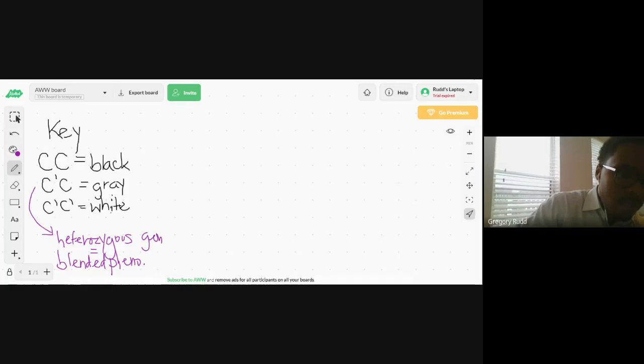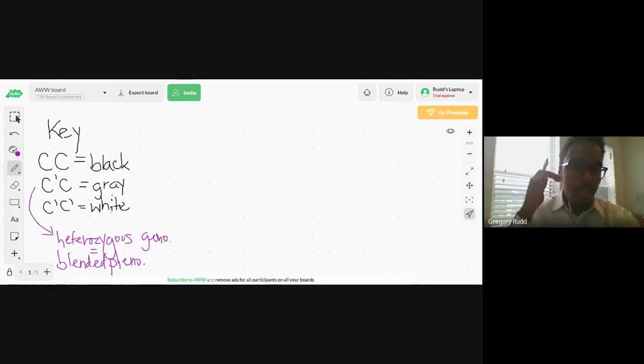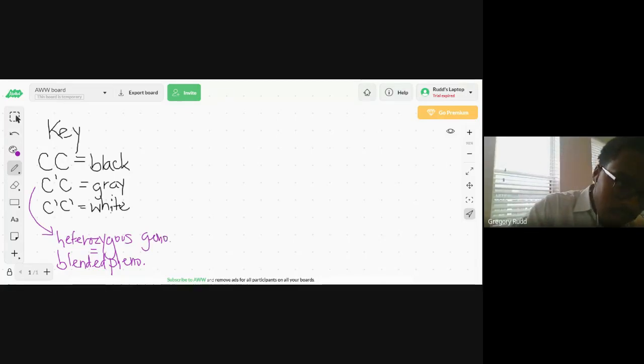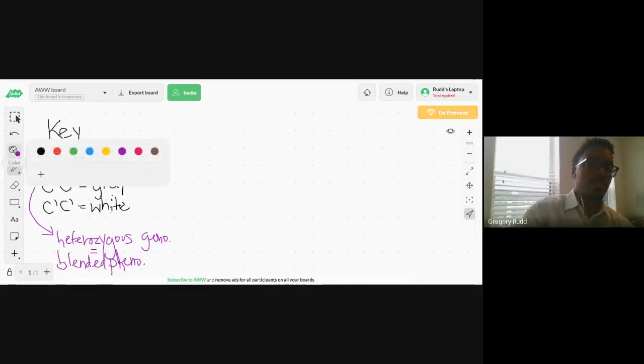Heterozygous geno equals blended pheno. That's an ugly H in pheno, but a heterozygous geno equals a blended pheno. That's 11-11, make a wish. Okay.